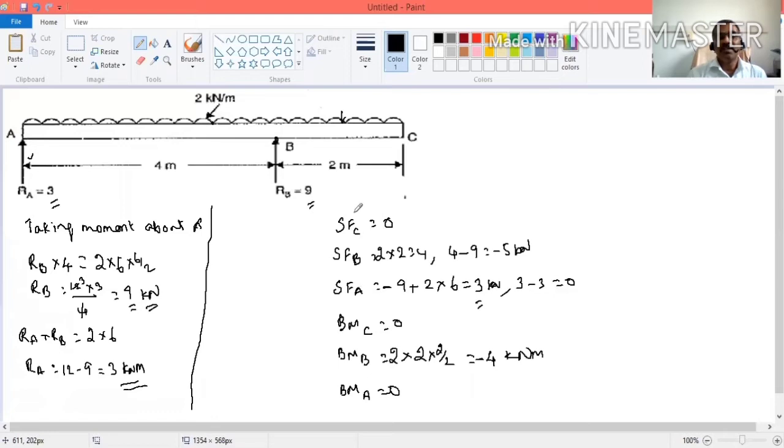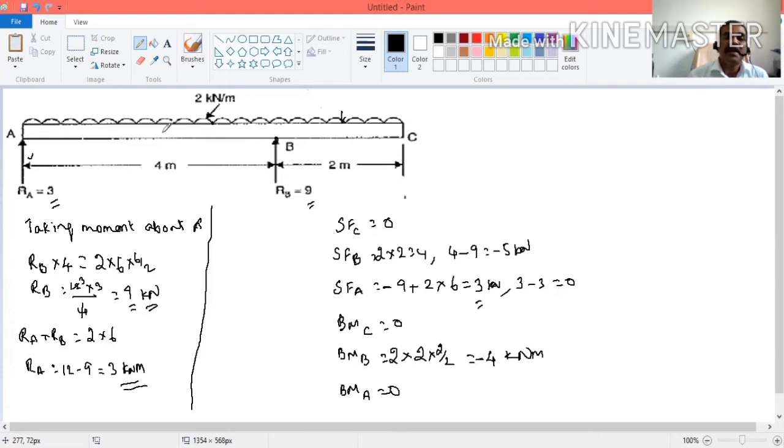Now let us see the shear force and bending moment diagram. The shear force at B is equal to minus 5. The shear force at A is equal to 3. It is going from minus 5 to 3, so at one point it is crossing the beam. That is, the shear force sign changes from minus to plus.